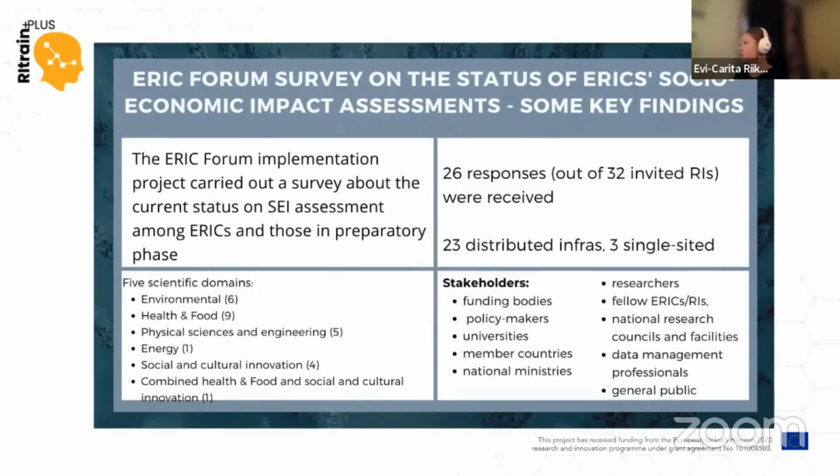We sent out 32 invitations. We got 26 replies, so the response rate was quite nice. Within the survey, we had 23 distributed infrastructures and 3 that were single-sited, so the majority were distributed. We had 5 scientific domains covered. So we had environmental ERICs, some from the health and food sector. Then we had some from the physical sciences and engineering, energy, social and cultural innovation, and then one that was operating in the combined fields of health and food and social and cultural innovation.